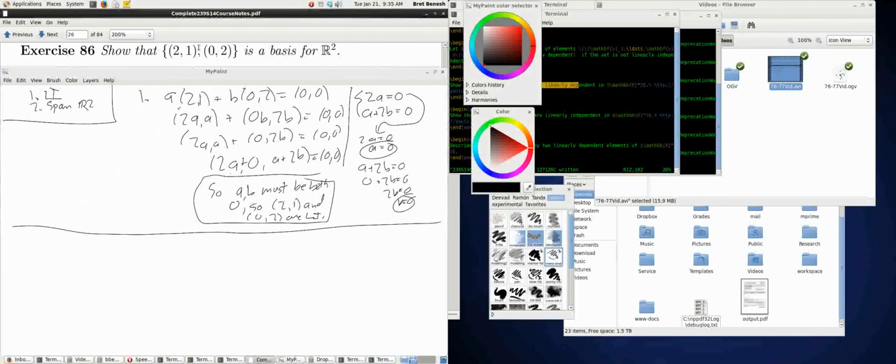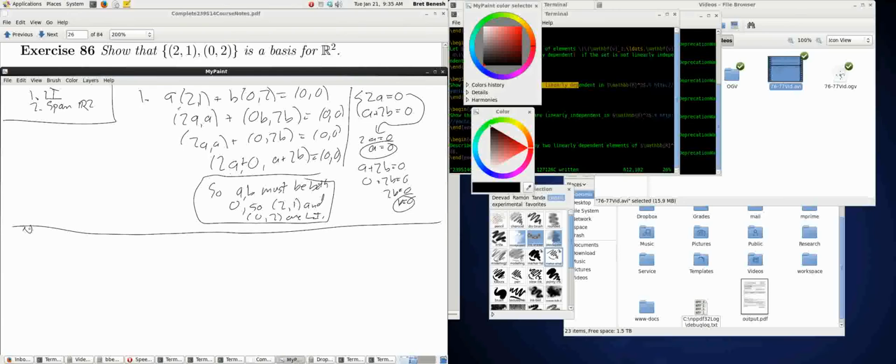So I need to show that for any element in here, there are coefficients here, so I can make a linear combination to get that. So I'm going to let, how about xy? I don't like xy. Let's say (C, D) belong to R squared. So it's a completely generic element. It could be anything. Now I need to find A, B such that A times (2, 1) plus B times (0, 2) is equal to (C, D).